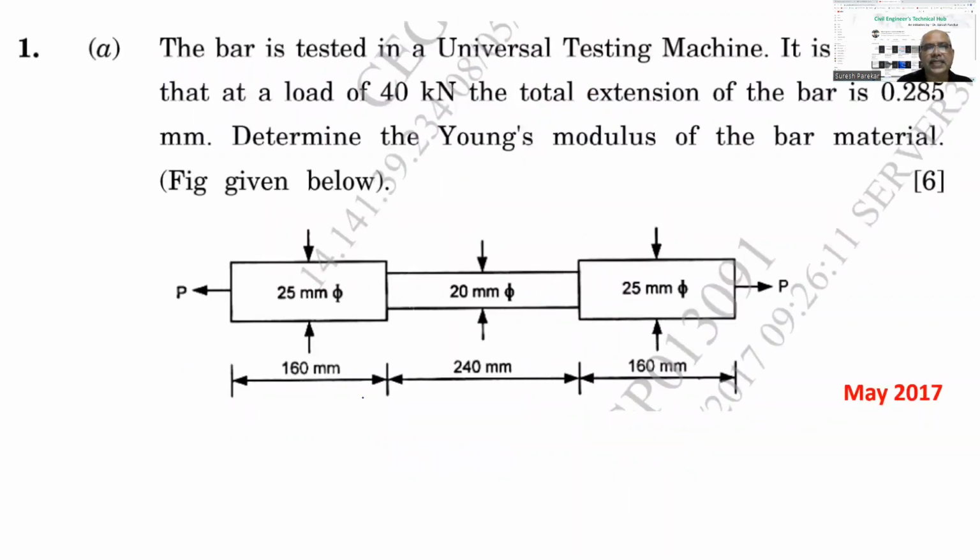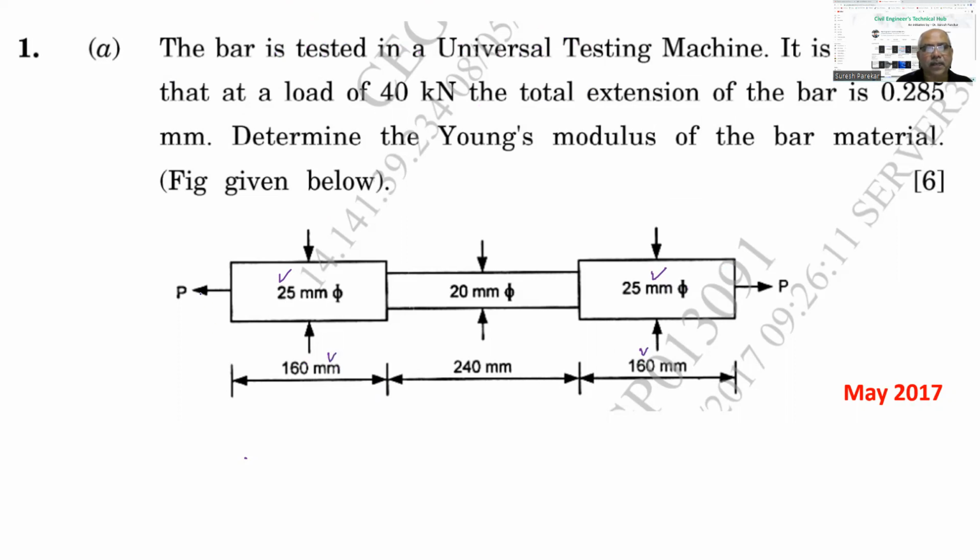That is, the bar is tested in a universal testing machine. It is observed that the total expansion is 0.285 millimeters. Determine Young's modulus of the bar material. Now you can see we have these bars: the first bar is 25 millimeter, the third bar is also 25, and their lengths are also the same, 160.